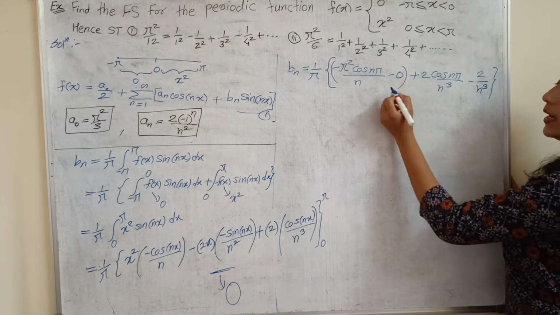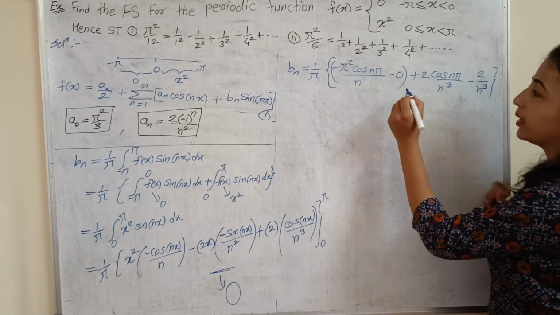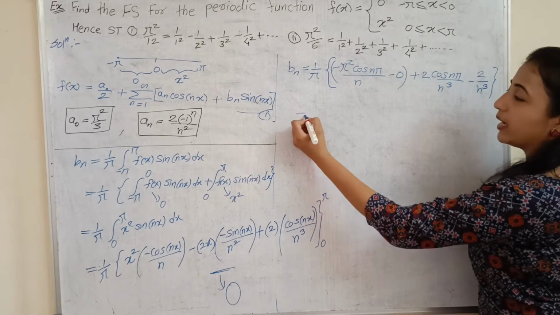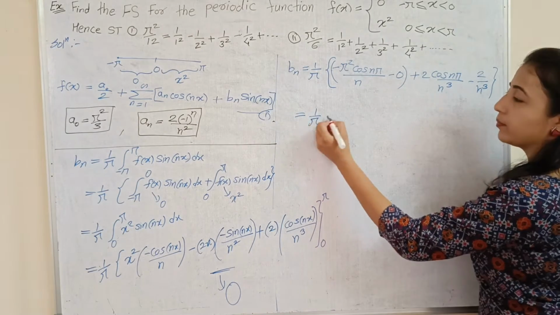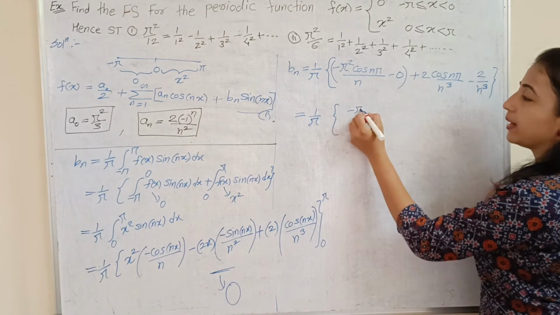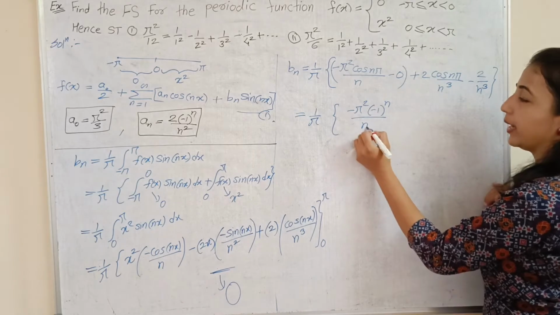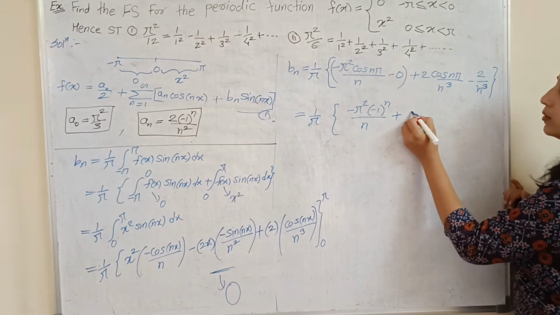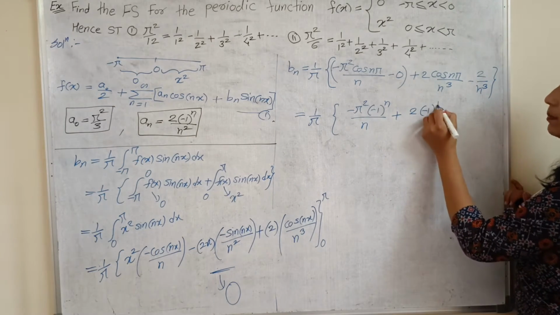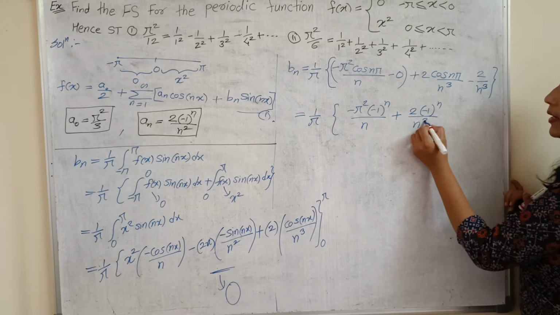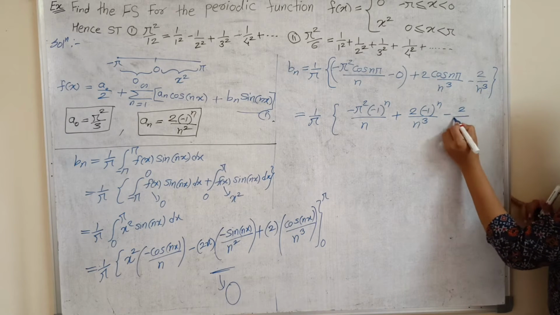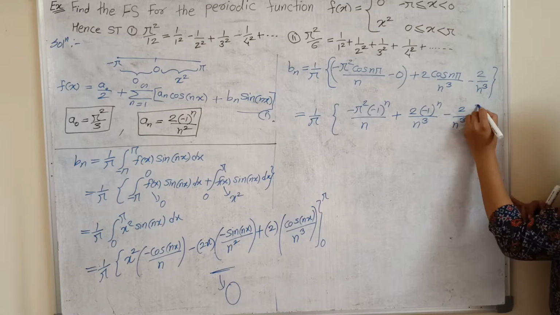Now here cos n pi is (-1)^n. So cos n pi का value हम put करेंगे. So it is a_n: minus pi square is there, (-1)^n upon n, then plus 2(-1)^n upon n cube minus 2 n cube.